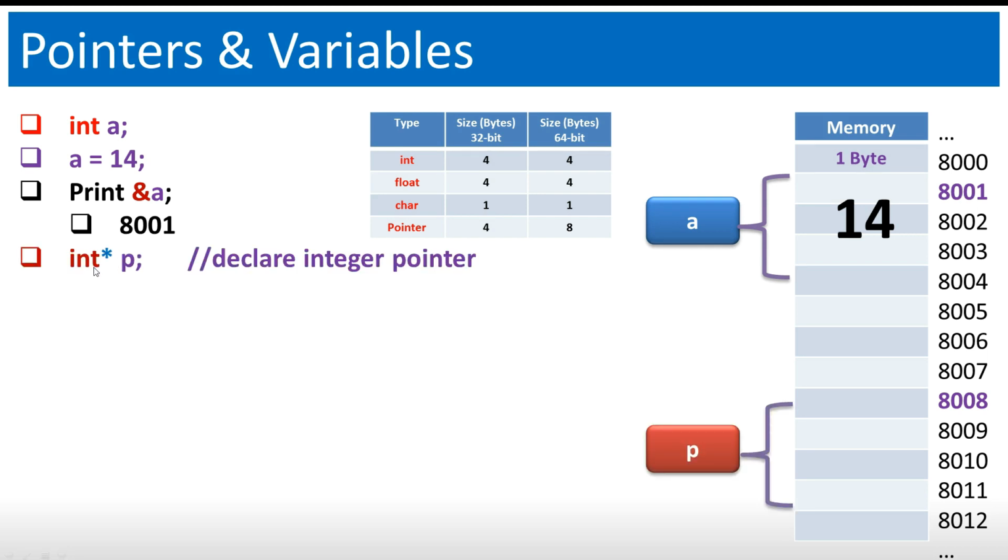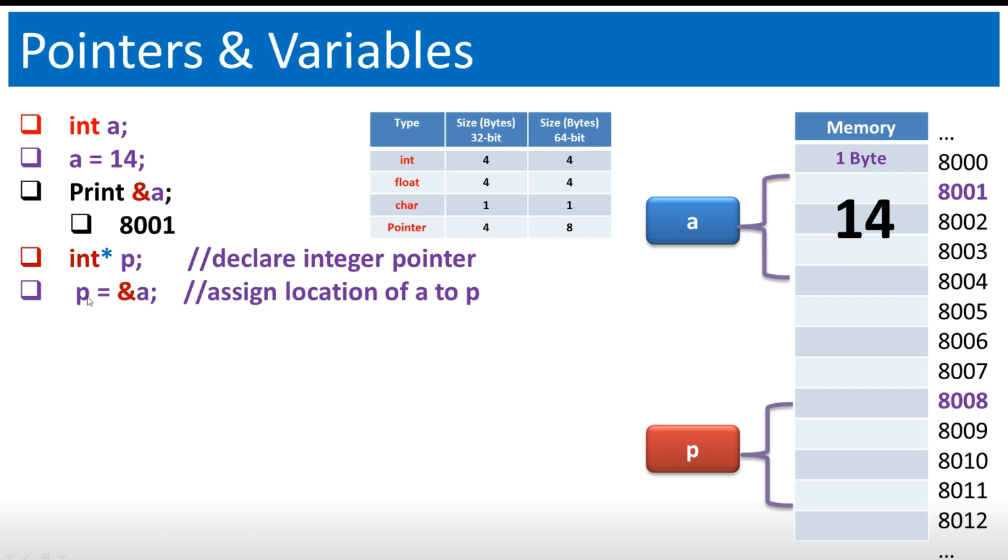Now let's declare a pointer to integer. So we say P is a pointer to integer, integer star P. The minute you declare a pointer, it's going to take up some memory space in here. Let's just assume it's very close to our A variable. So it's going to, for example, be at 8008. And since it's a 32-bit system, it's going to be a 4-byte pointer. And now it's not initialized yet.